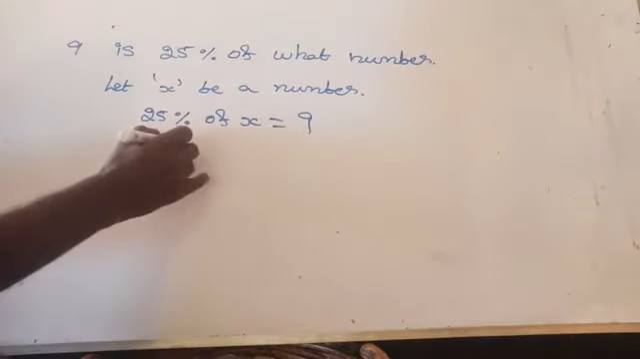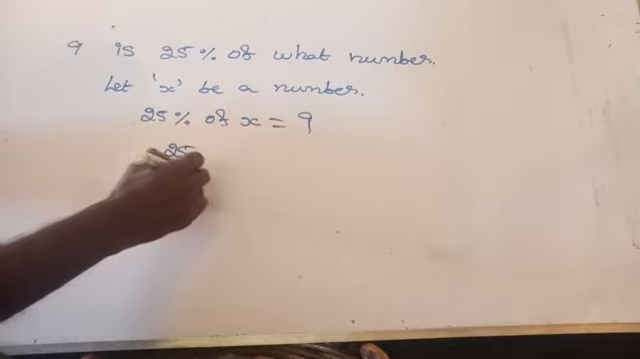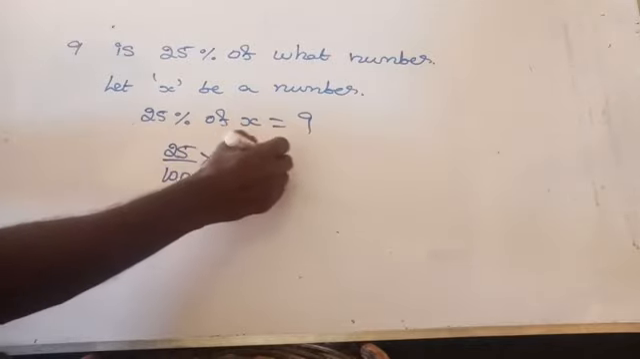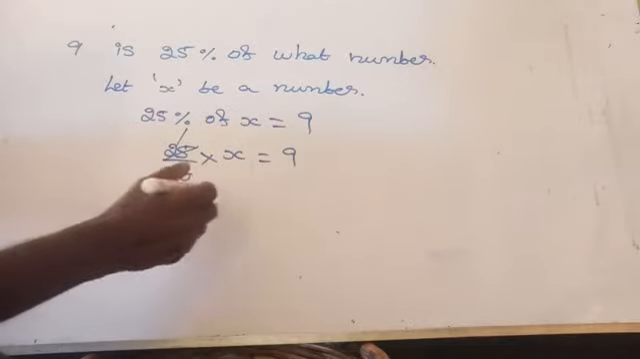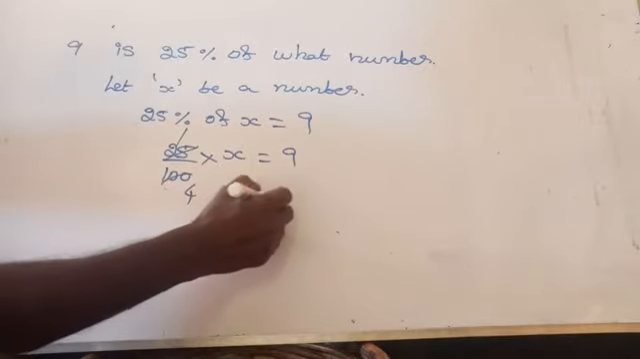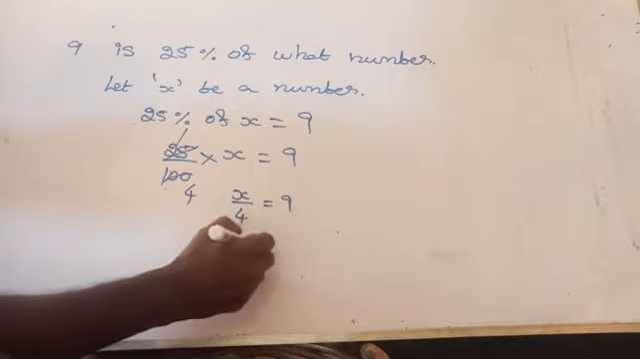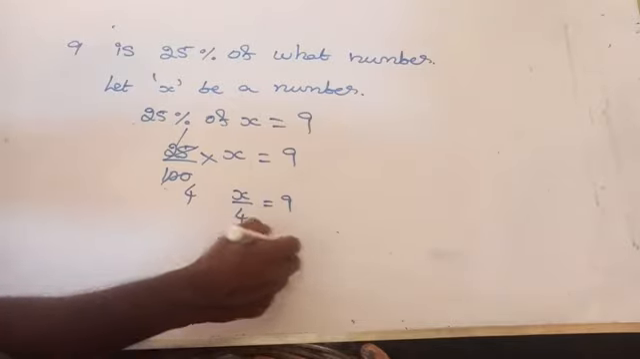So how will you write 25 percentage? 25 by 100 into x is equal to 9. One 25 is 25, four 25s are 100. So x by 4 is equal to 9. So x is equal to 9 fours are 36.